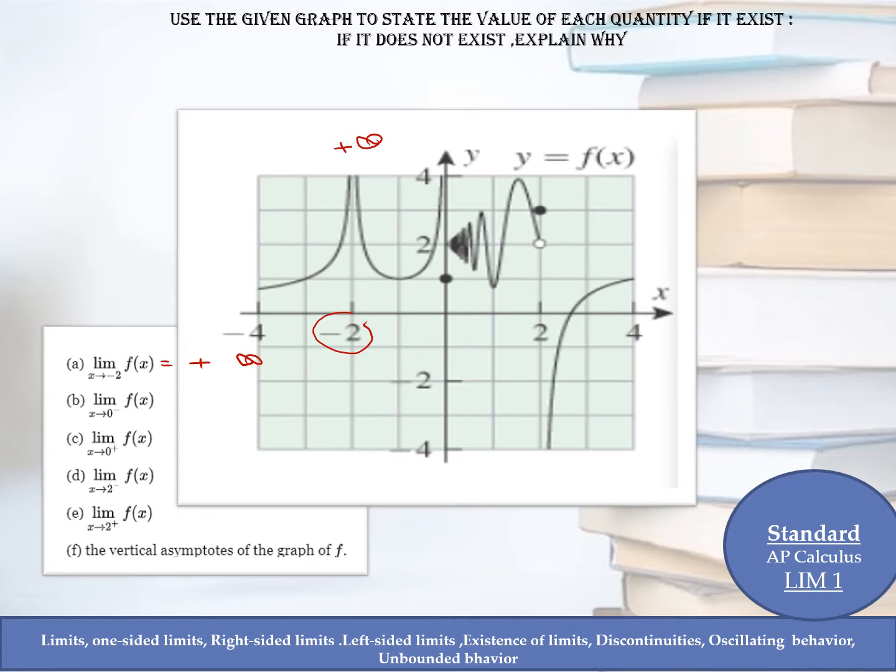If both side limits are decreasing without the bound, you write negative infinity, and if one is positive and one is negative, then you write does not exist.